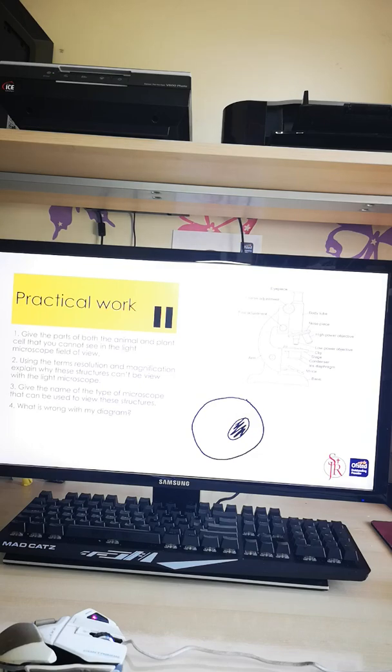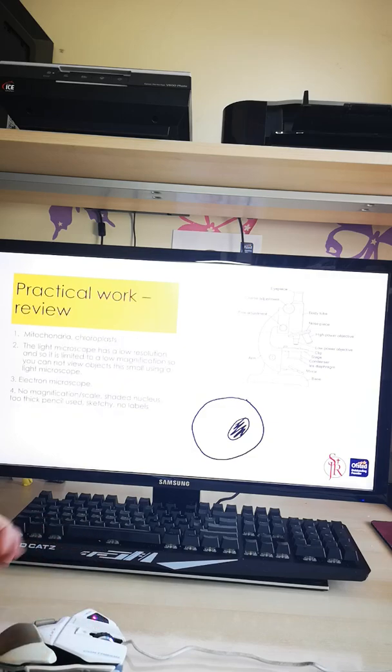Number 2, using the terms resolution and magnification, can you explain why you cannot see these structures with this kind of microscope, this light microscope? Number 3, can you give the name of a microscope that you could use to view these structures? And then finally, number 4, what's wrong with my microscope diagram? Okay, you can pause there and have a go at them all if you haven't finished. If you've finished, just review the answers with me.